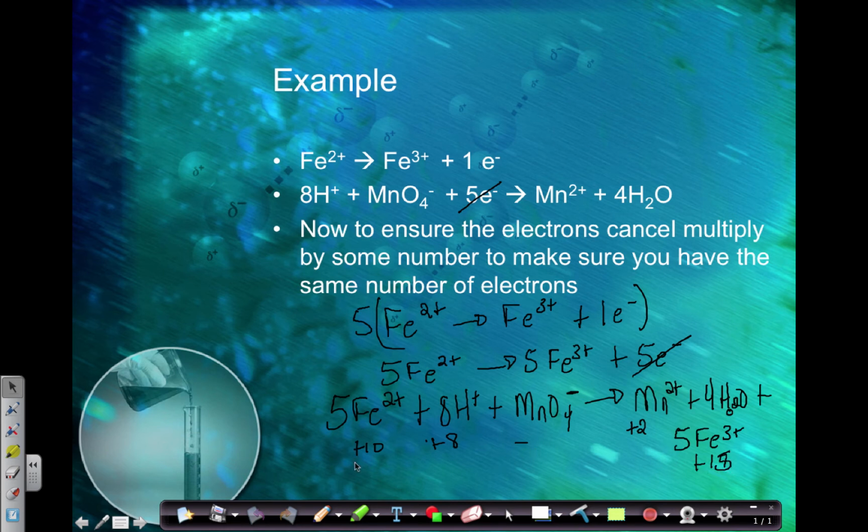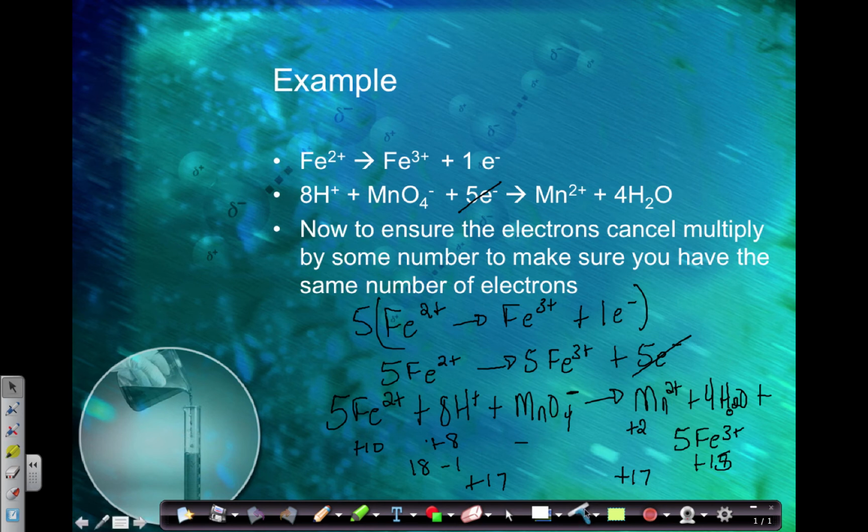Okay, so now I've got 10 plus 8, which is 18, minus 1, which would be positive 17 on this side, and then I've got positive 2 plus 0 plus 15, which would be positive 17 on this side. So the charges cancel, hallelujah, you can move on. If they do not cancel, you need to go back and look at all your steps.